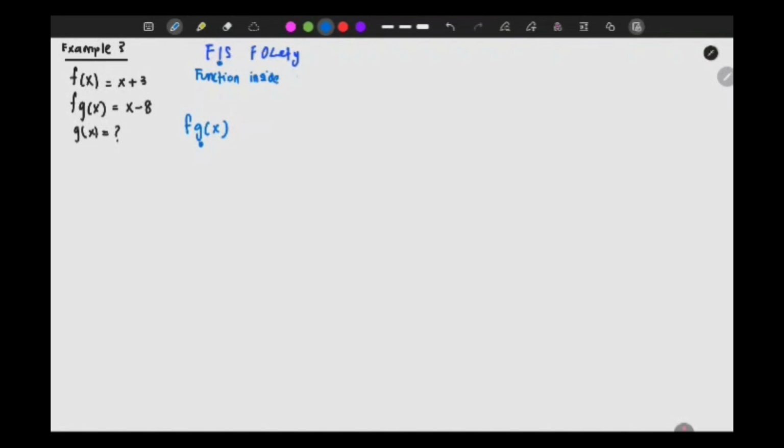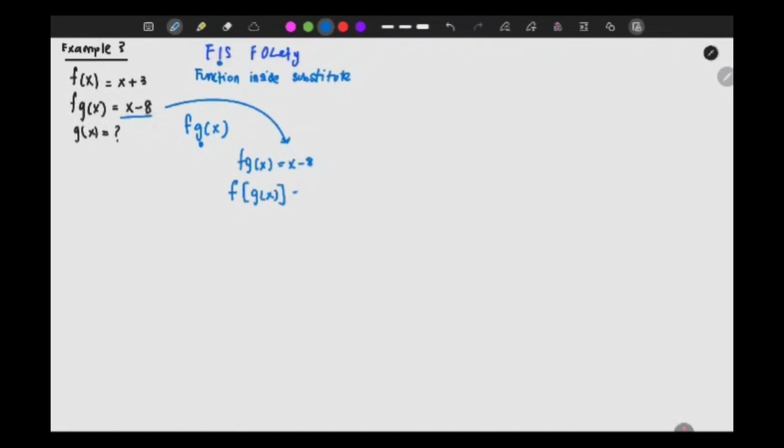You don't have to let y, just substitute. So let's do this step by step. How to substitute, I will explain to you. The first two steps are the same. fg(x), what is fg(x)? x minus 8. Write down here, x minus 8. And next thing, you expand them, isn't it? If you want to find, you expand them. So f(g(x)) is x minus 8.